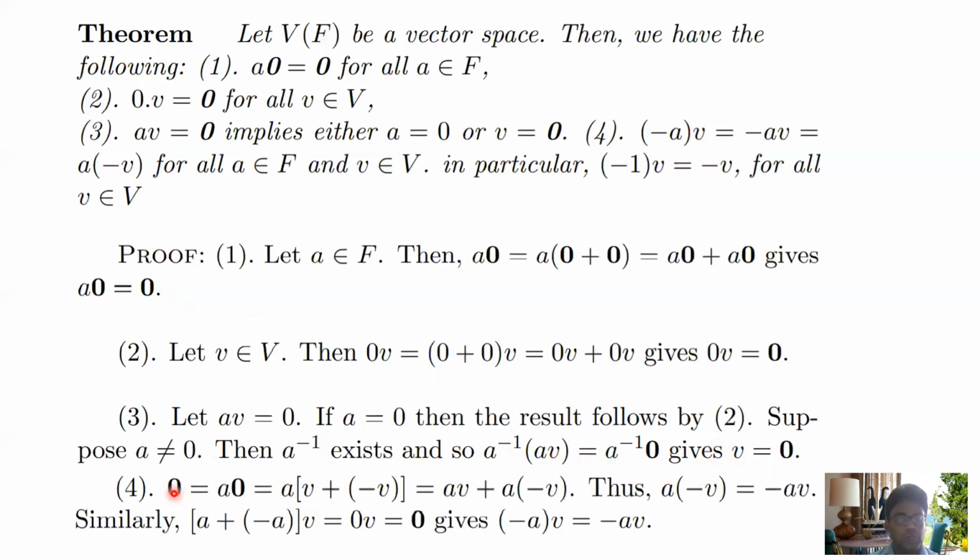Number 4. The 0 vector is equal to a times the 0 vector, which is equal to a times v plus the inverse of v, that is, v plus minus v, which equals av plus a(minus v). Thus a(minus v) vector is equal to minus of av vector. Similarly, a plus minus a, that is the inverse of this element, times v is 0v, equal to the null vector, which gives minus a v vector is equal to minus av vector.